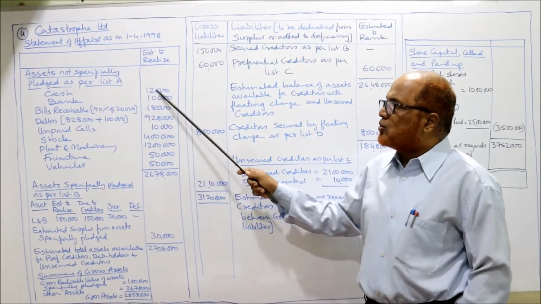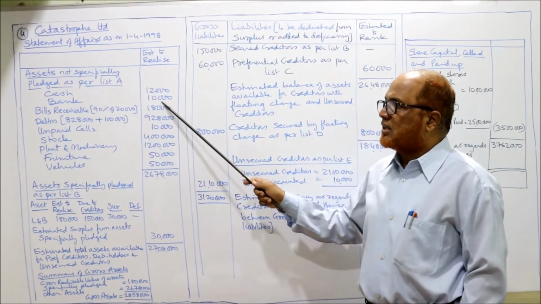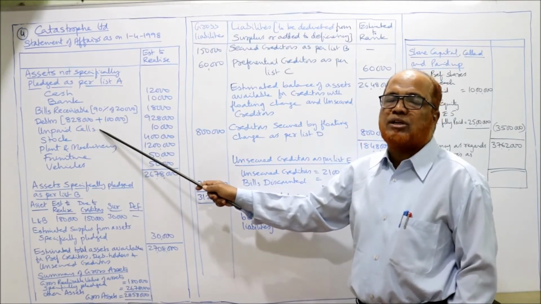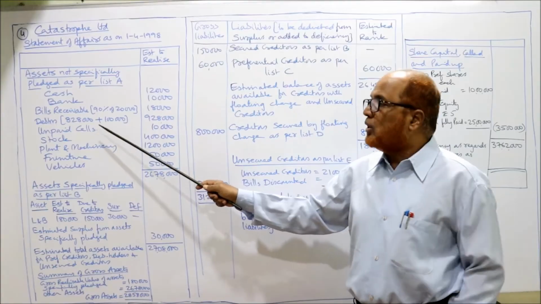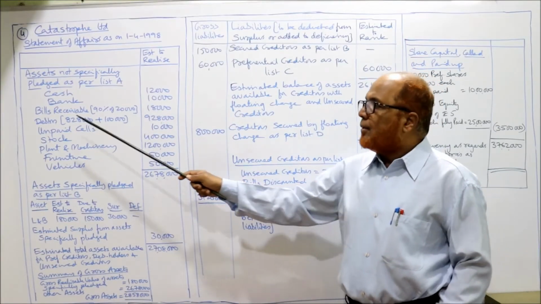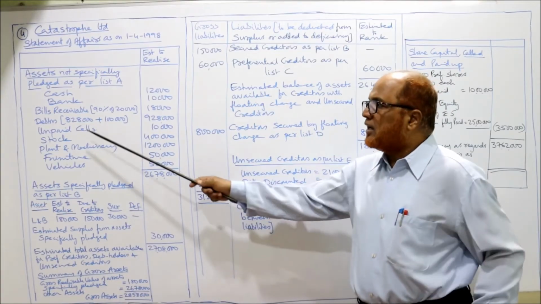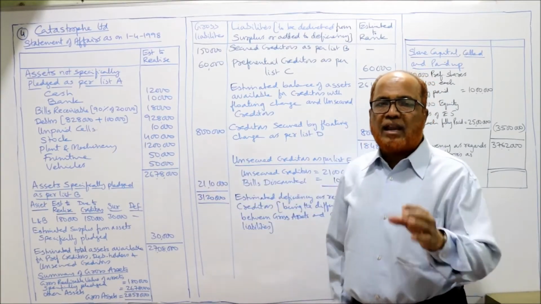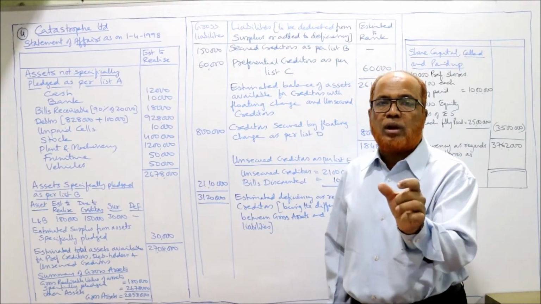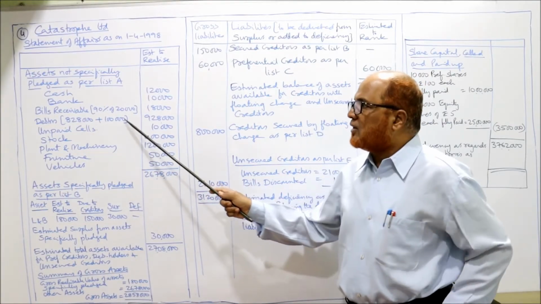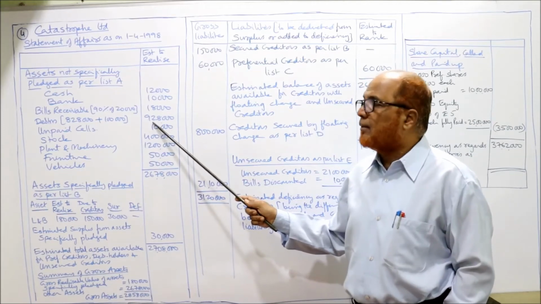Cash in hand, book value 12,000, bank account book value 10,000, bills receivable 20,000, book value, 90% is estimated to realize as given in the problem. So 90% of 20,000, 18,000. Debtors, book debts. Book debts are 8,28,000, completely good. 1,50,000 are doubtful but estimated to realize is 1 lakh. So we are taking 1 lakh. So 9,28,000. Bad debts we should not take.